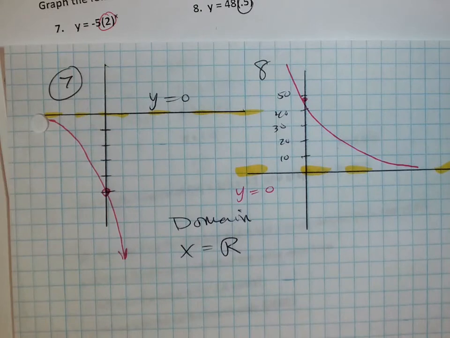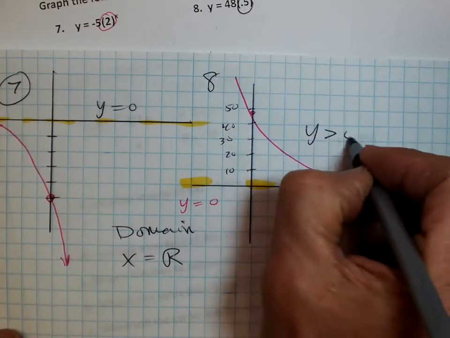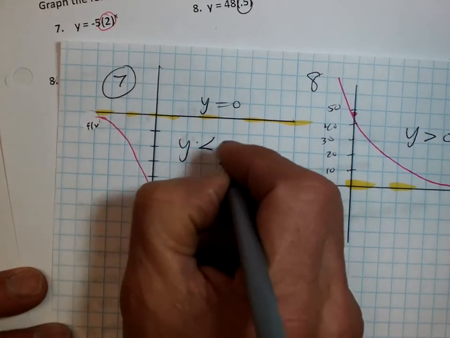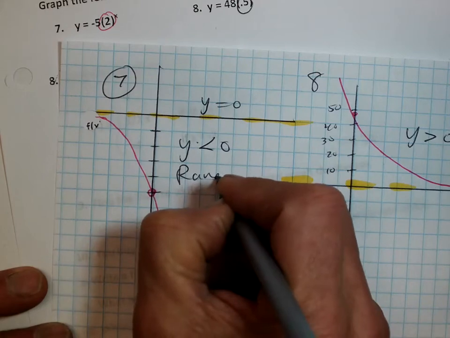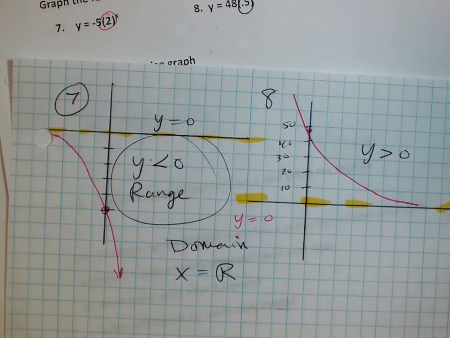Number 7, y is greater than 0. Okay. 8 is y is greater than 0. I totally agree on 8. 7 is y is less than 0 for my range. Okay, now if you're still confused with range, watch. Don't mess with my domain. It's my domain. And reach for your range. If you reach for your range, how high up or how far down does it go?